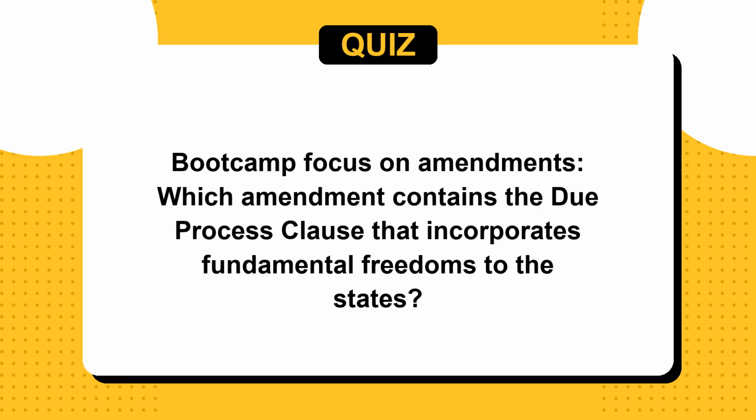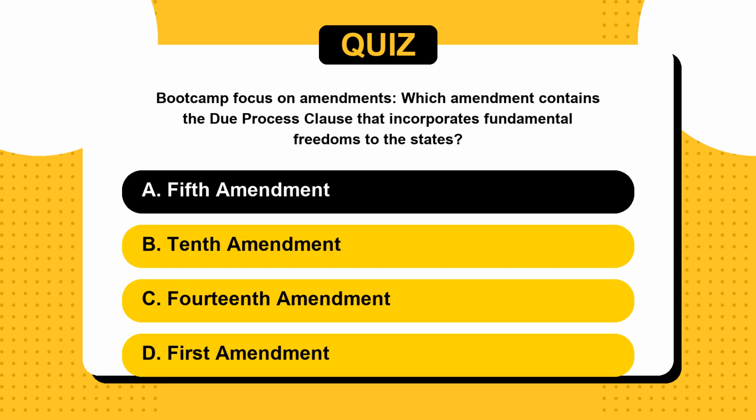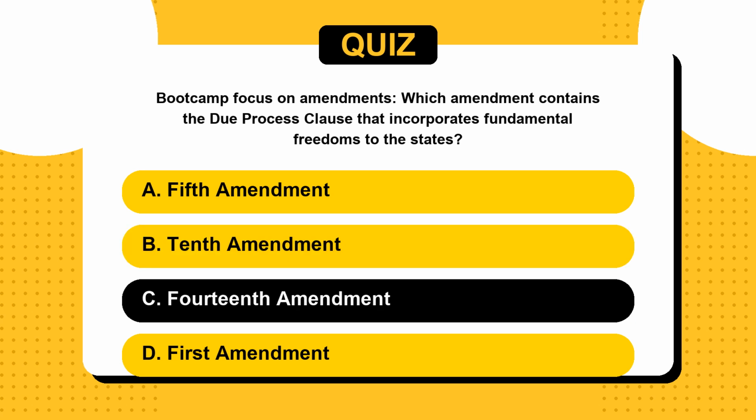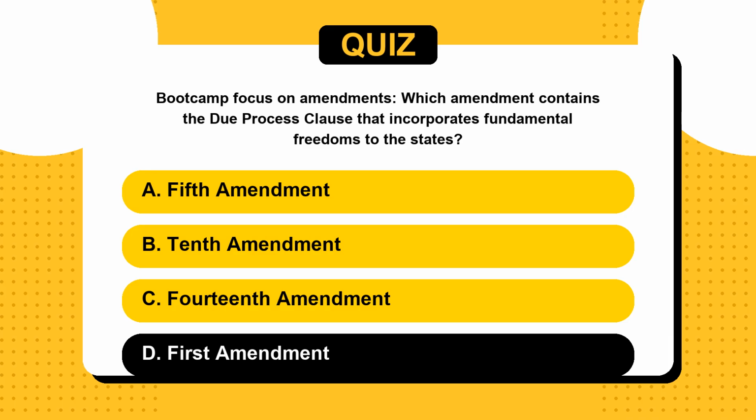Next question. Bootcamp focus on amendments. Which amendment contains the Due Process Clause that incorporates fundamental freedoms to the states? Is it A, Fifth Amendment? Or B, 10th Amendment? C, 14th Amendment? Or D, First Amendment?